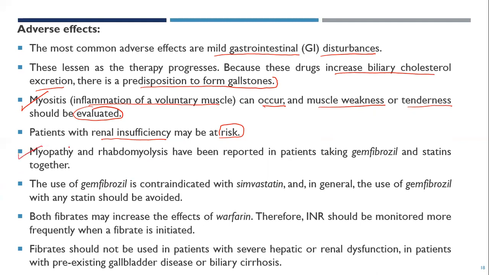Myopathy and rhabdomyolysis have been reported in patients taking gemfibrozil and statins together. We discussed these particular side effects when we studied adverse effects of statins. So if we give gemfibrozil along with the statins, then these side effects are prominent. Use of gemfibrozil is contraindicated with simvastatin, and in general, the use of gemfibrozil with any statin should be avoided.